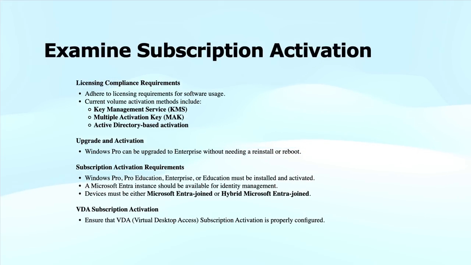Subscription activation requirements: for subscription activation to work, the conditions required are that Windows Pro, Pro Education, Enterprise, or Education must be installed and activated. An instance of Microsoft Entra ID is required for identity management, especially for device authentication. Devices must be Microsoft Entra joined or hybrid Microsoft Entra joined. That lets you connect both on-prem and Active Directory environments.